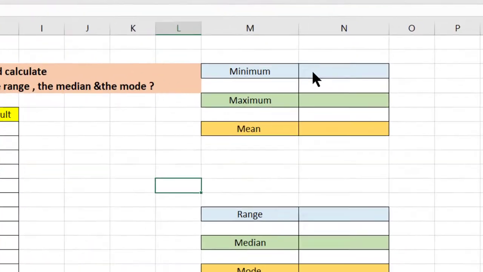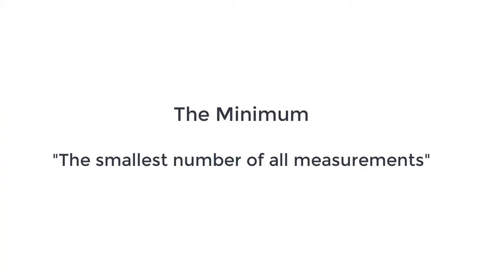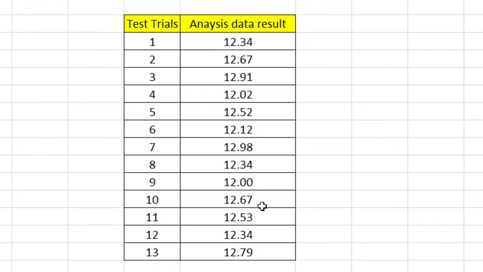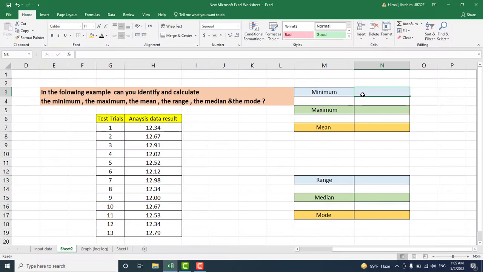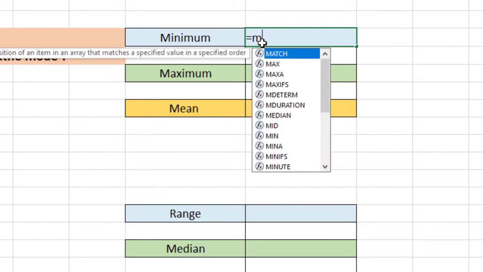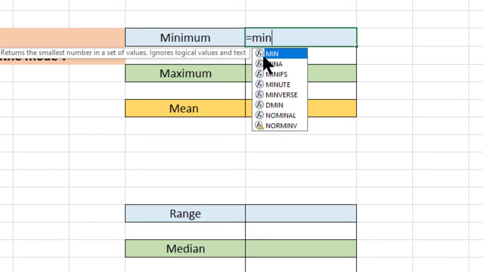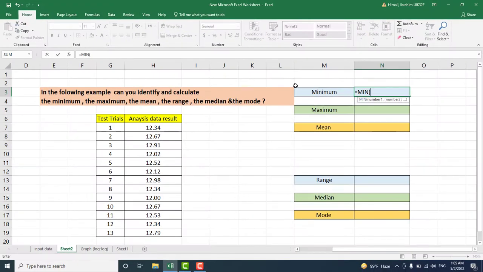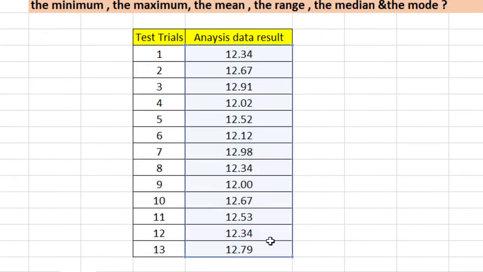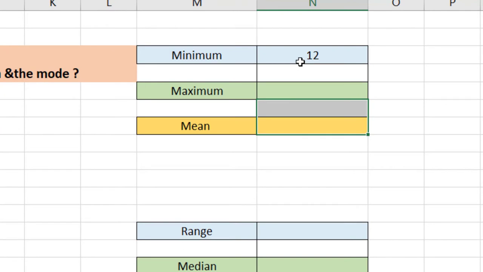Now let's start with the first one, the minimum. What is the minimum? He's looking for the smallest number among those measurements. So how do you do that? Well, you can check on this result and find which one is the smallest, or you can do it in the Excel sheet here: equal sign, minimum. All you need to do is highlight those results and press OK. Now I got the number 12 as the minimum of all the measurements I have here.